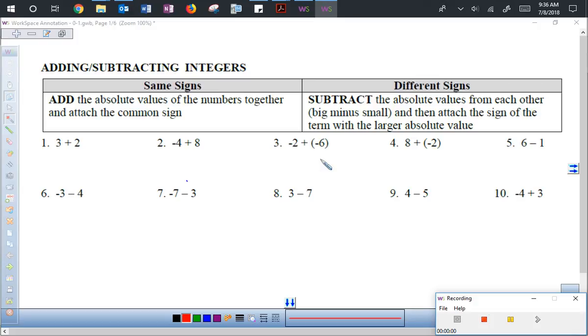Hey guys, today we're going to do some basic review of adding and subtracting integers and fractions, and we're also going to be working on multiplying and dividing them as well. The most important thing for today's lesson is that no calculators are allowed.